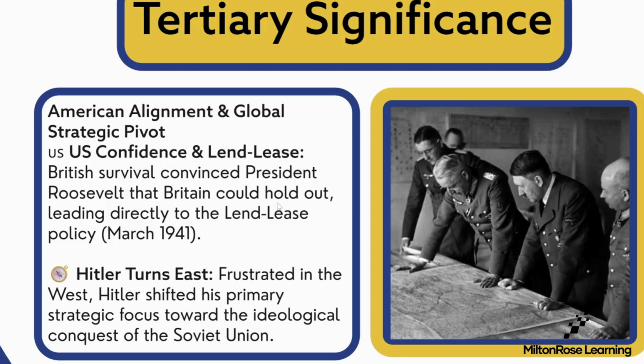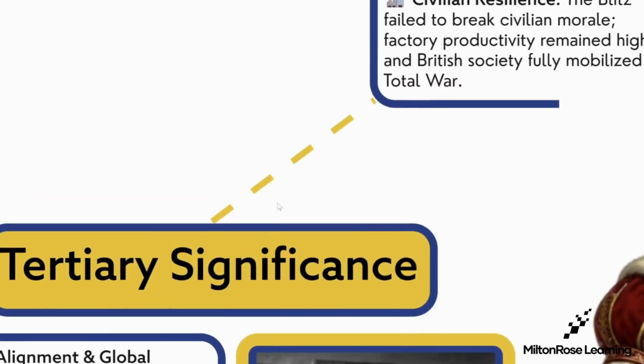Also, it turned Hitler's attention, as you can see in the image, with General von Manstein there. He's the finest general of World War II. It turned his focus eastward. He knew that he couldn't defeat Britain now, so he shifted his primary strategic focus towards the ideological conquest of the Soviet Union. Okay, if I can't defeat Britain, I'll defeat Russia, and then I'll come back for you. That was basically the grand strategy now.